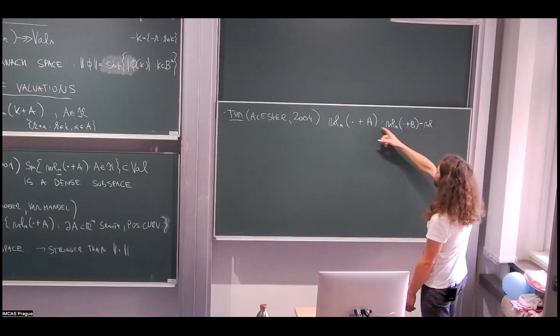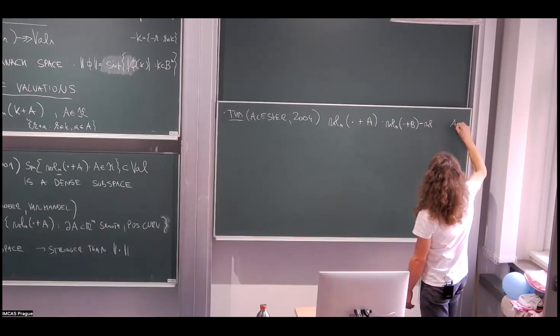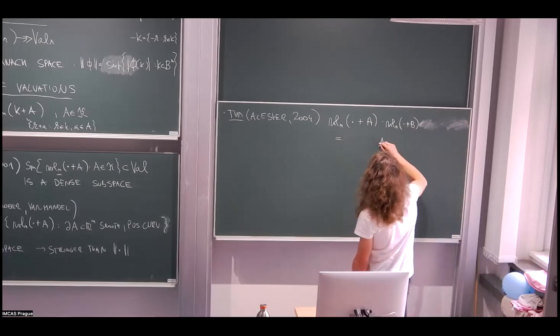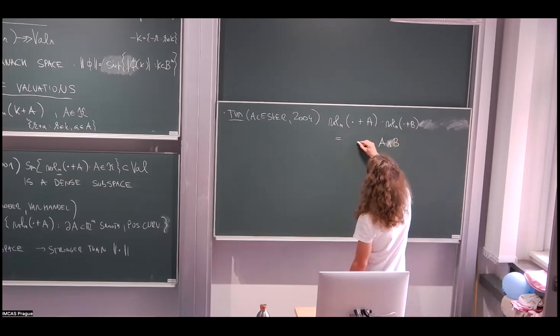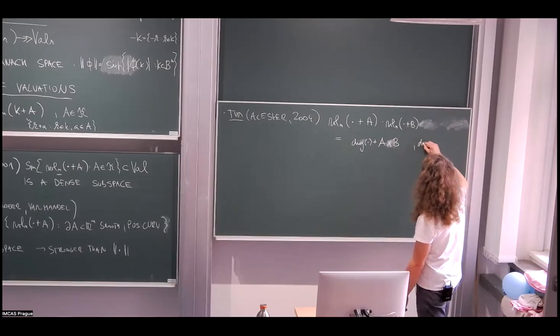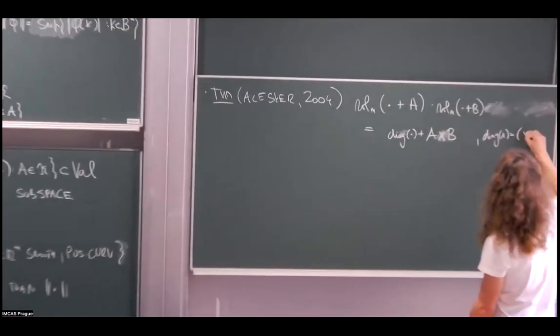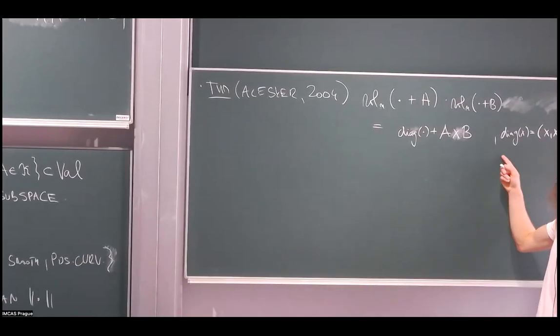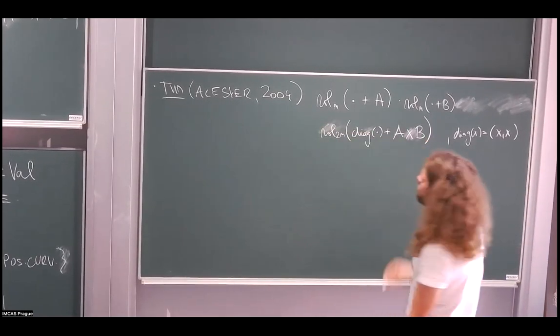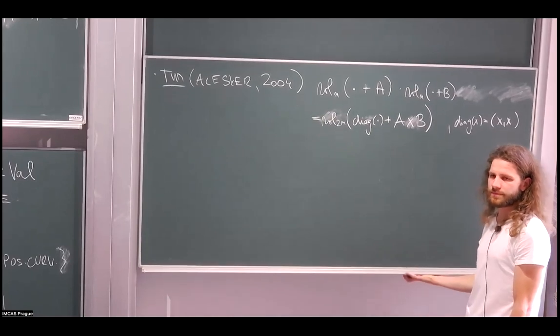You define the product as follows: you take the Cartesian product of A and B, those fixed bodies, and then you embed your convex body diagonally into Rn times Rn, right? So the diagonal embedding is just a map from Rn to Rn times Rn. And now you have something 2n-dimensional, and you just take the 2n-dimensional volume. So this is the definition of the product.